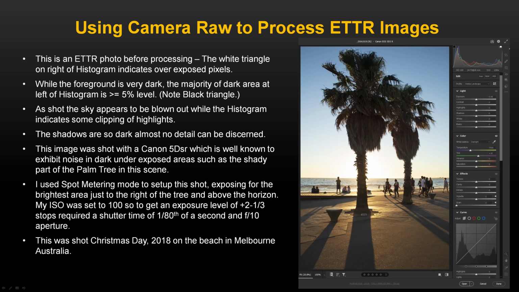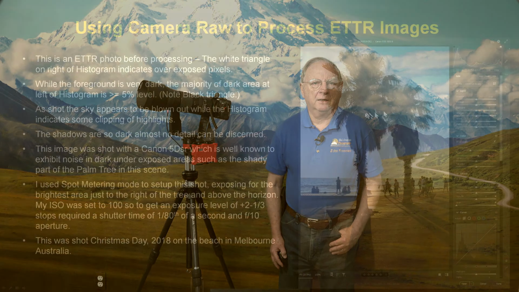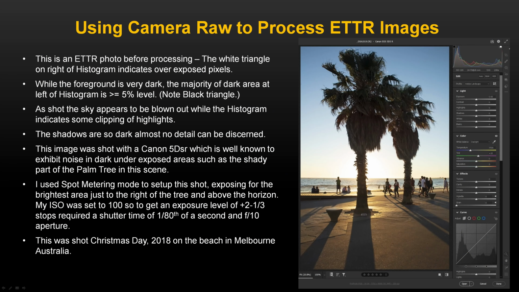In a situation like this, spot metering will allow you to evaluate the exposure to make sure the brightest areas are not blown out. This image was shot with my Canon 5DSR, which is well known to exhibit noise in dark underexposed areas, such as the shady part of the palm tree in this scene. I used spot metering to set up this shot, exposing for the brightest area just to the right of the tree and above the horizon.